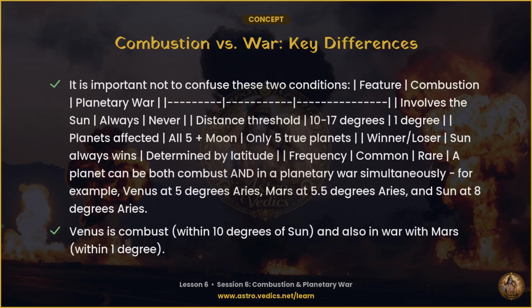Combustion applies to all planets except the Sun and nodes, while planetary war involves only the five true planets, Mars, Mercury, Jupiter, Venus, and Saturn. Combustion has a threshold that varies by planet, while war always has a 1 degree threshold. In war, the winner is determined by latitude. Venus is combust within 10 degrees of the Sun, and also at war with Mars within 1 degree.